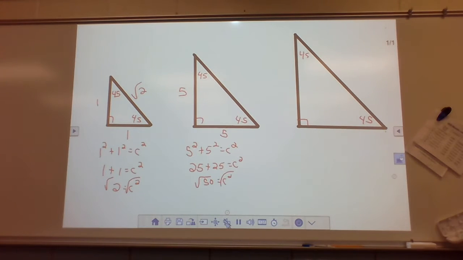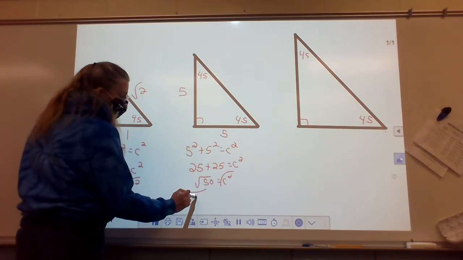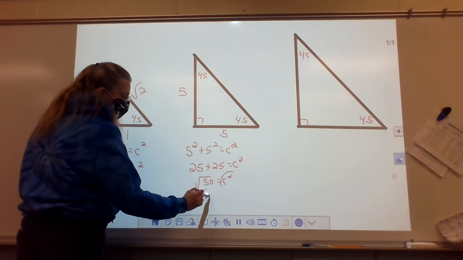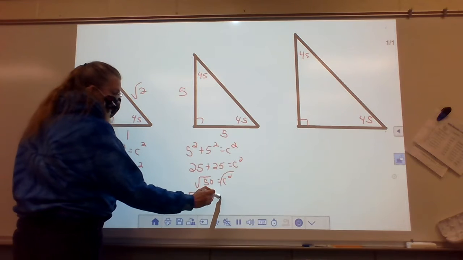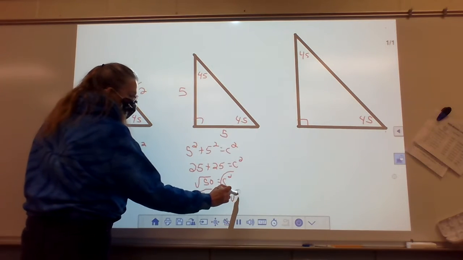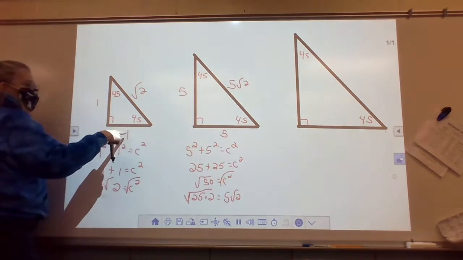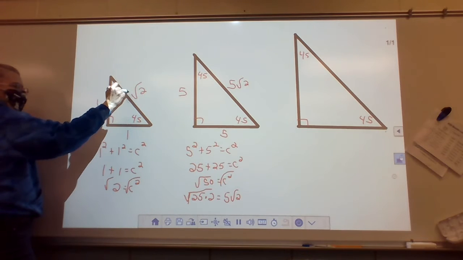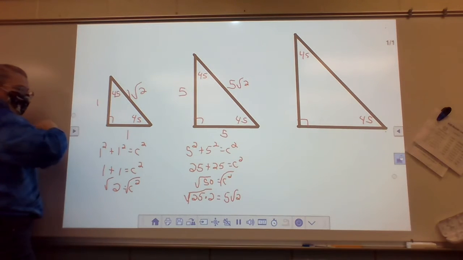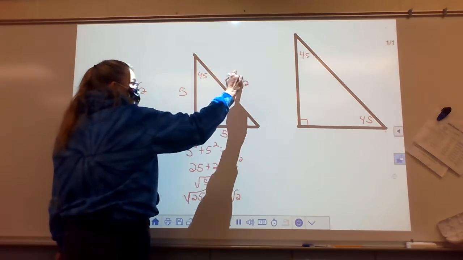So then I square root the 50, and I want to actually reduce that radical. I don't want to get a 7 point something. So 50 I know is actually 25 times 2. And I know 25 is 5 times 5. So this would actually turn into 5 radical 2. So if my legs were 1, I got a hypotenuse of, I didn't put the 1, but I could have, 1 radical 2. If my legs were 5s, I got 5 radical 2.